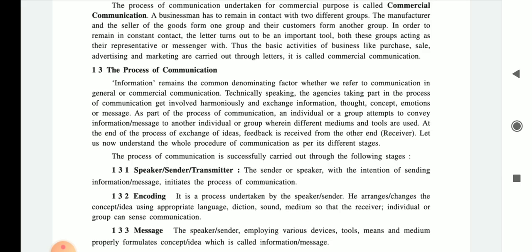Thus the basic activities of the business like purchase, sales, advertising and marketing are carried out through letters. It is called commercial communication. Again, this is the definition of commercial communication. It means whenever you have to write letters for purchase as well as selling, advertising, marketing, that is known as commercial communication, through which you can stay tuned to the updates of the market.